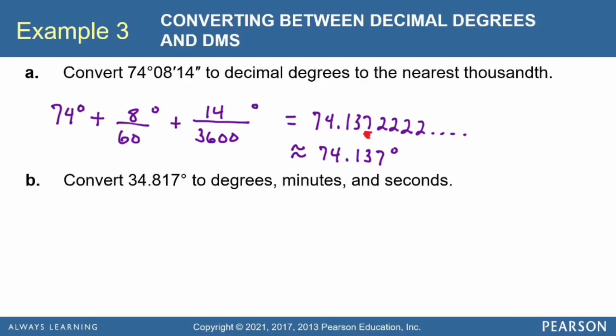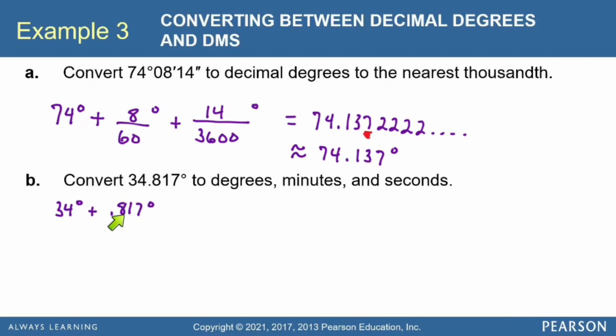And in part B, we're going to be converting the other direction. We're going to start with 34.817 degrees, and we're going to convert that to degrees, minutes, and seconds, or DMS notation. So we know that we've got 34 whole degrees here. So let's go ahead and write down our 34 whole degrees. And then this 0.817 represents part of a degree. So I'm going to write 34 degrees plus 0.817 degrees.